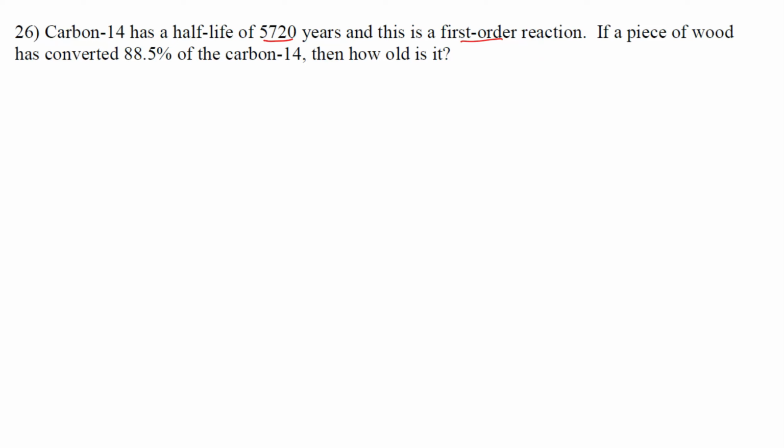So let's start off. What we need here, right out the gate, is a rate constant. We need K to really proceed. So what's the equation for K for a first order reaction? K equals 0.693 over our half-life.